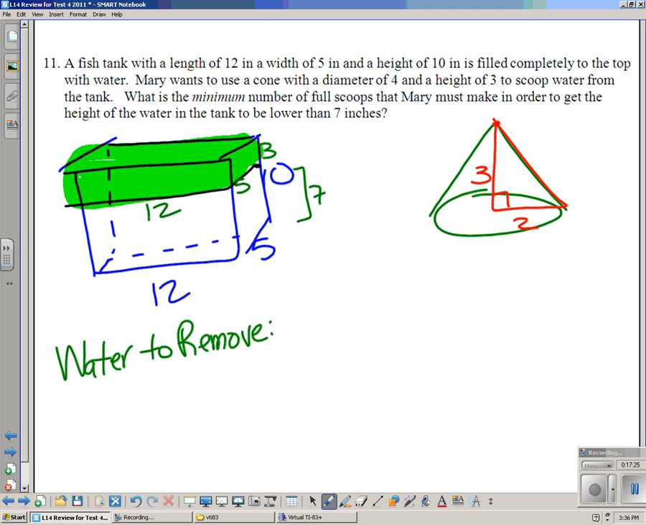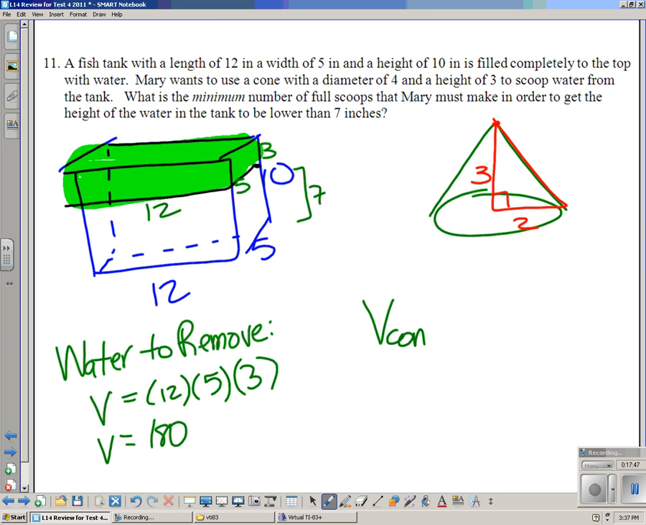So the volume of the water we want to remove is 12 times 5 times, not 10, not 7, but the difference of the two, 3. So 12 times 5 is 60 times 3 is 180. Okay? We're going to take the cone and we're going to scoop out water. So my question is, well, what's the volume of the cone going to be? How much per scoop would we get out? So the volume formula for a cone from your formula sheet is 1/3 big B times H.